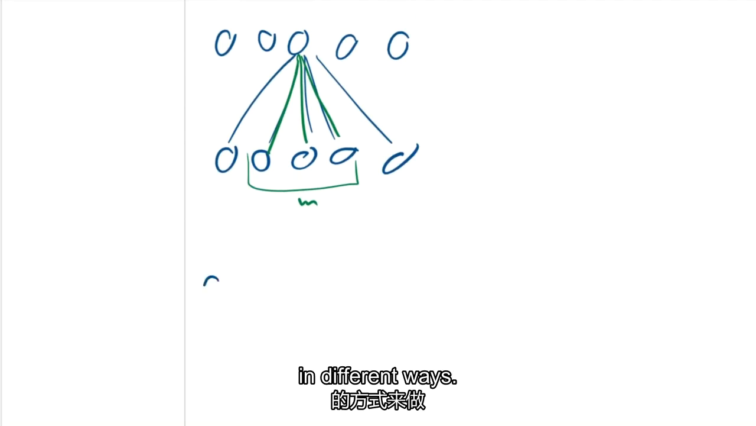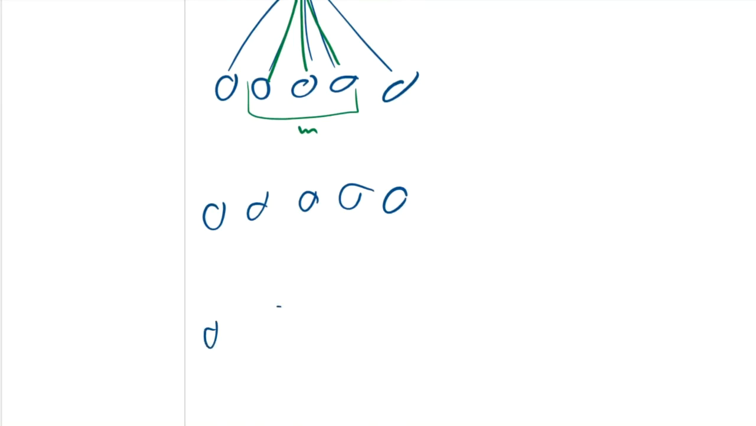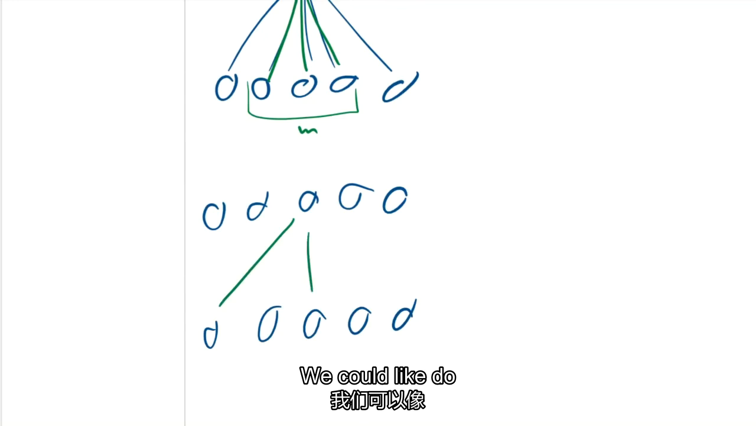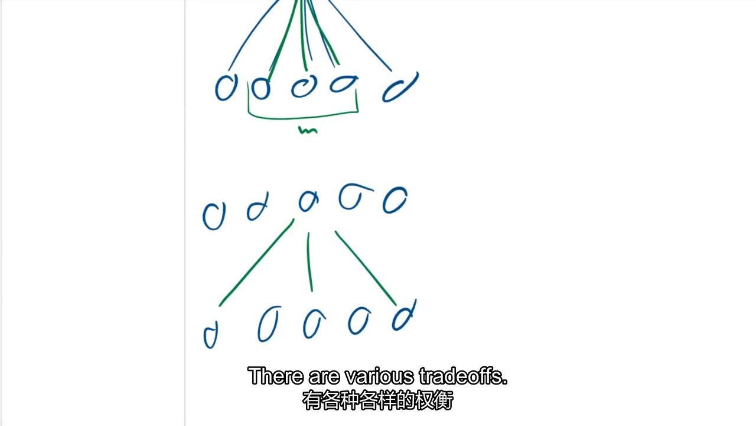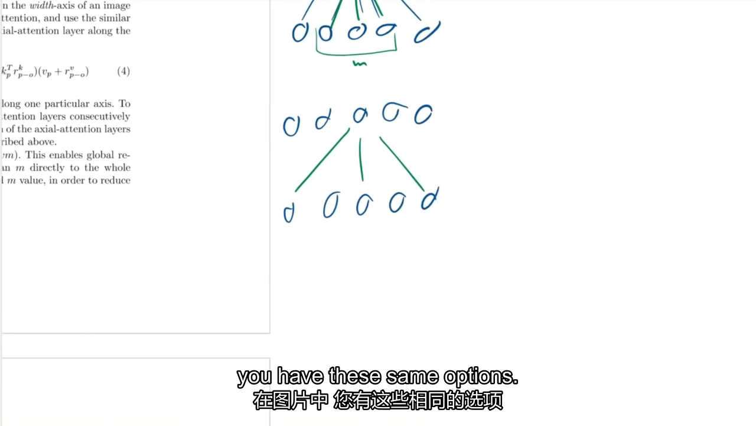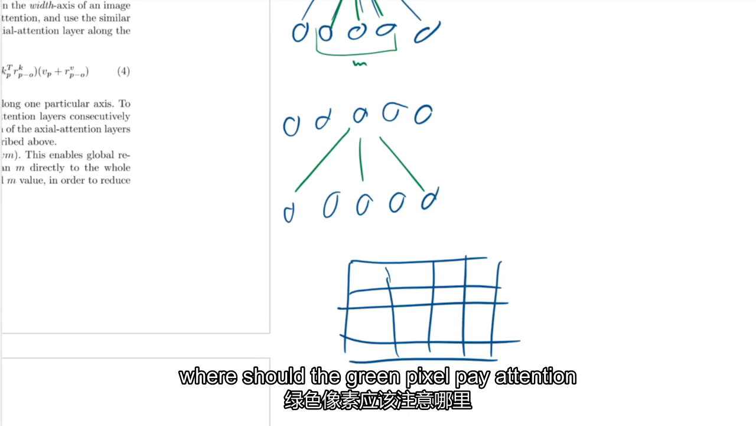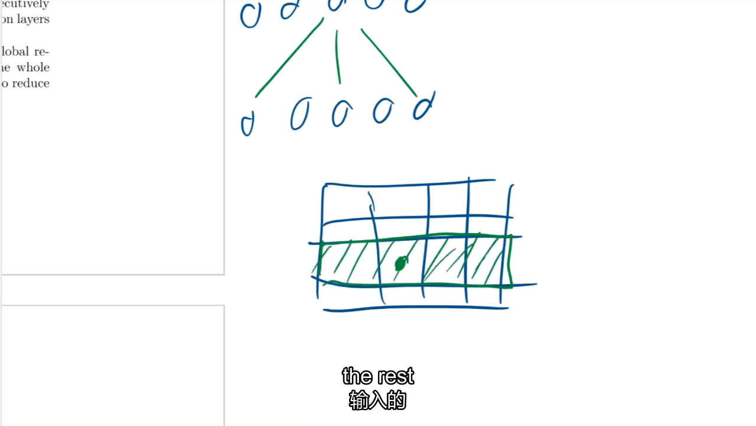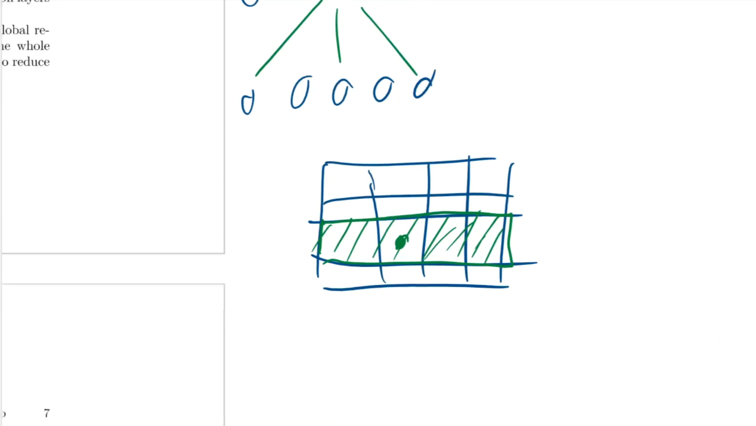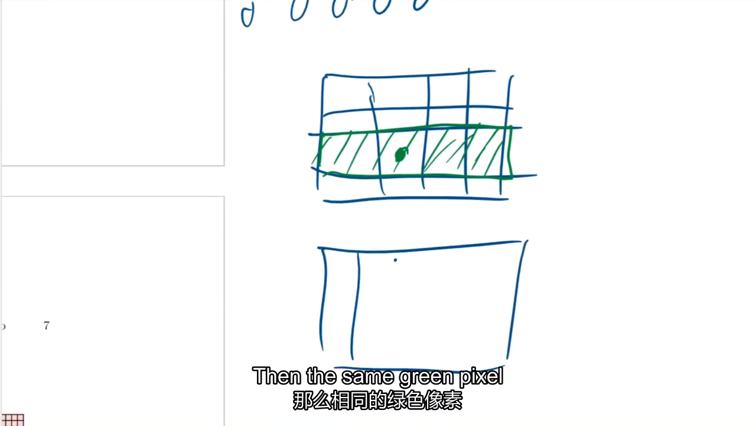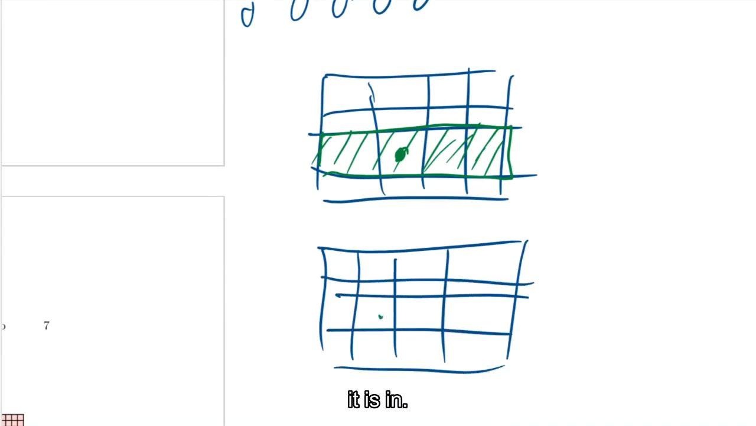However, we can also do it in different ways. Since this is a set anyway, we can simply say, maybe we should just always skip one. We could do attention like this, and that would be just fine too, right? That would also leave away some of the information, but you gain in computational efficiency. There are various trade-offs. Now, in a picture, you have the same options, right? So you can do the neighborhood thing as we did, or you can say, where should the green pixel pay attention to? Axial attention says the green pixel should pay attention to only the row where it is in. Okay? It should ignore the rest of the input. And then in the next layer, we'll flip it. Then the same green pixel will pay attention to only the column it is in.